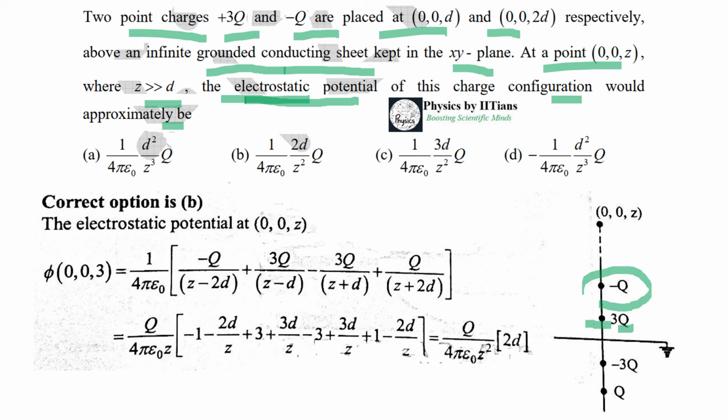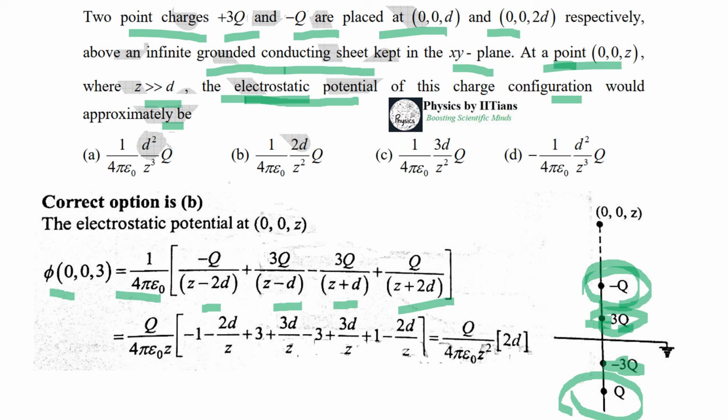So find out how many image charges there are. For the minus q charge, there will be exactly the opposite image charge, that is plus q, and for this plus 3q charge there will be exactly the opposite charge, that is minus 3q, and you have to consider all these interactions, all these potentials. So the potential at a point 0,0,z will become 1 by 4 pi epsilon naught times minus q by z minus 2d plus 3q by z minus d minus 3q by z plus d plus q by z plus 2d.